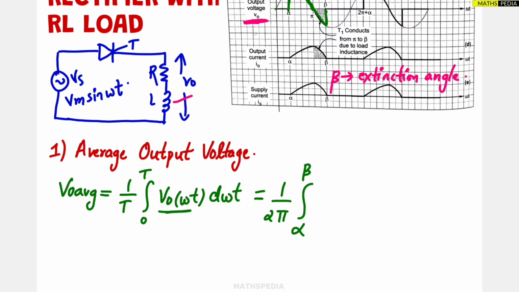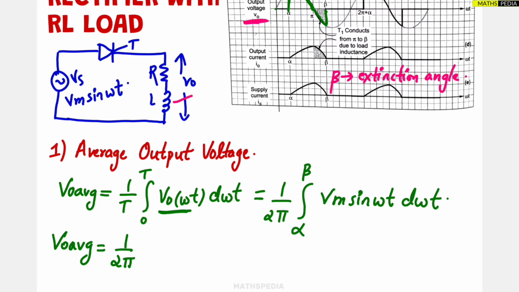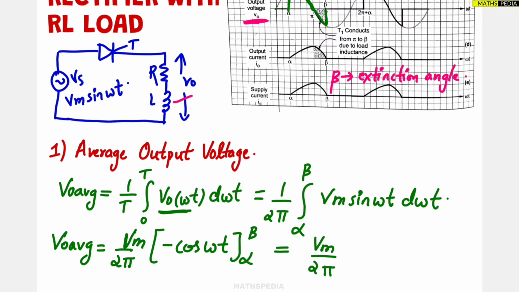Now V out, what is V out? It will be same as Vs. What is Vs? Vm sin omega t. So directly put Vm sin omega t d omega t. Now again the same thing. V out average is equal to 1 by 2 pi. Now integrate, the Vm is constant, take it outside. Integration of sine is minus cos. So minus cos omega t, and limits is from alpha to beta. So upper limit minus lower limit you have to put. So Vm by 2 pi, upper limit will be minus cos beta in place of omega t. It is with respect to omega t. Minus of minus. See, remember here minus sign is there.